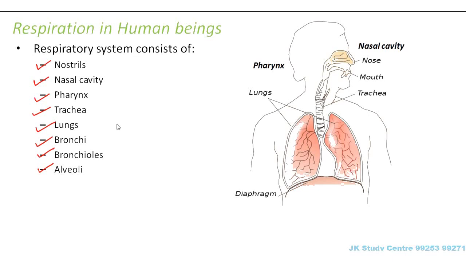We will talk about each of these parts in detail one by one. Before that, let me just introduce you to each of them. Nostrils. Nostrils is nothing but the nose. In the nose we have two nostrils, right? Nasal cavity: the nostrils will then extend into the nasal cavity. So this cavity is nothing but the nasal cavity.